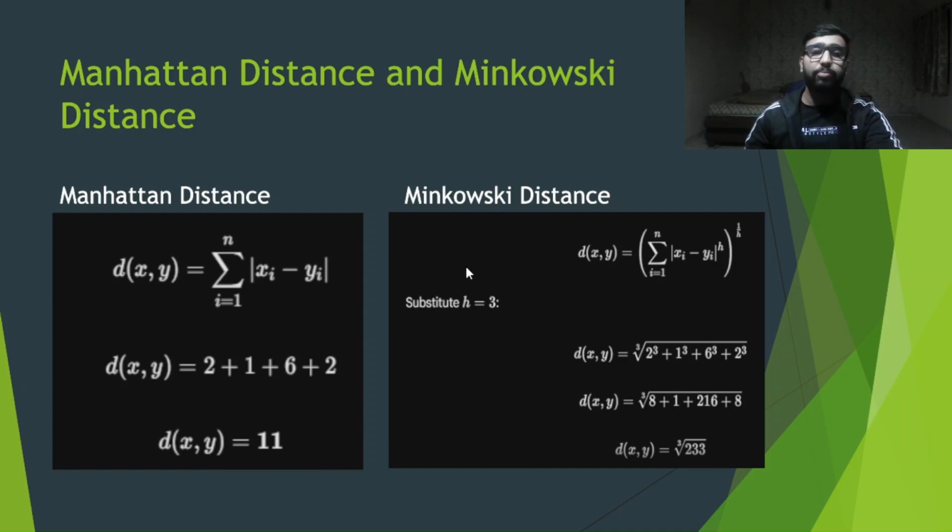Now calculating Minkowski distance. The formula for Minkowski distance is the sum of all absolute differences raised to a certain power h, and then we take the hth root of this summation value. So here is the formula for the Minkowski distance. Substituting the values in this formula, we get the value of Minkowski distance as the third root of 233. The value comes around 6.153.